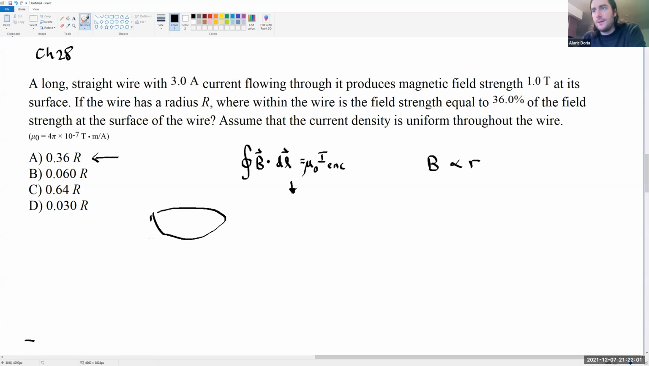Here's our wire, like this, and we want to choose a path like this inside the wire. Then we want to orient our path like this so that it's in the same direction that the magnetic field would be in. The magnetic field there will be that way, and the magnetic field over here will be this way, if the current is coming out this way.